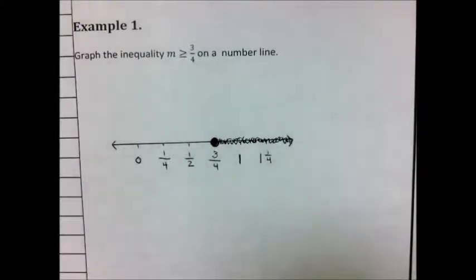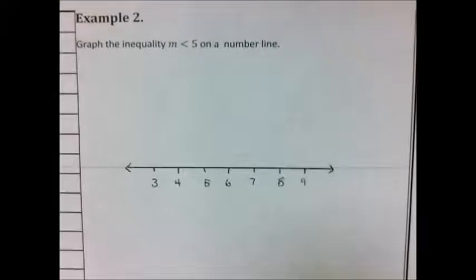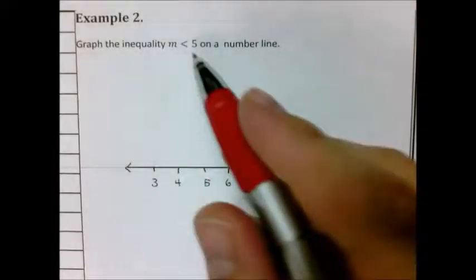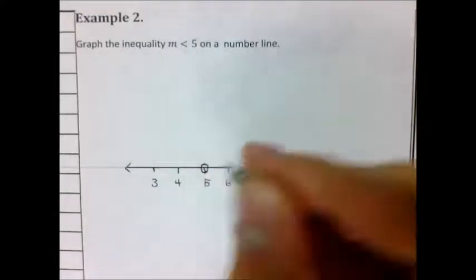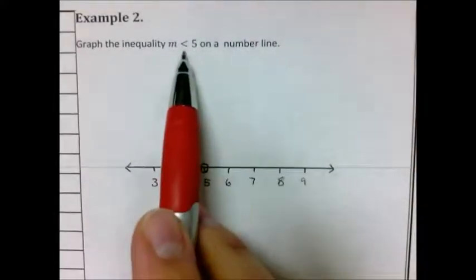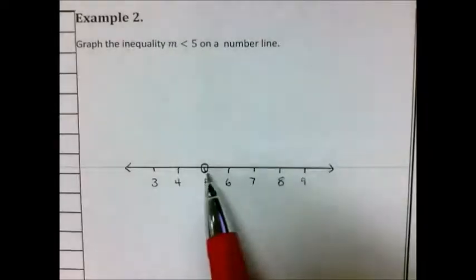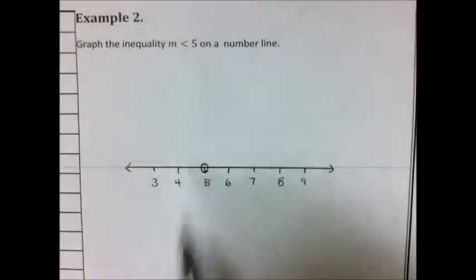Let's do the next one. Alright, example 2 says, again, to graph the inequality m is less than 5 on a number line. And as you can see, I've gone ahead and built a number line, so you should pause the video and do the same thing. But we need to graph this inequality, okay? First thing, remember, we need to graph the actual number, right? The number that we're talking about here is 5. So we're going to put a dot at 5, and this does not include, it's less than. It's not less than or equal to. It does not include, so this is going to be an open dot at 5.